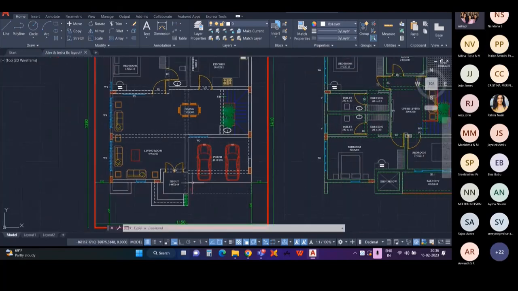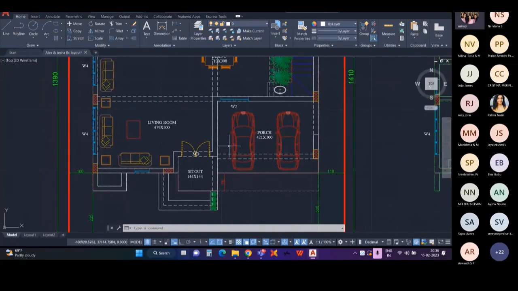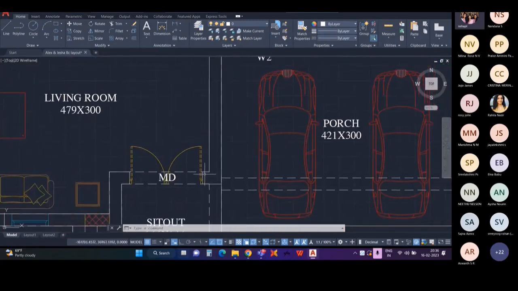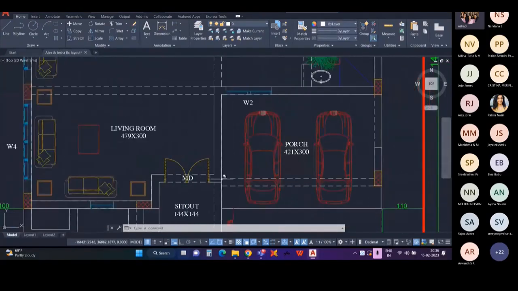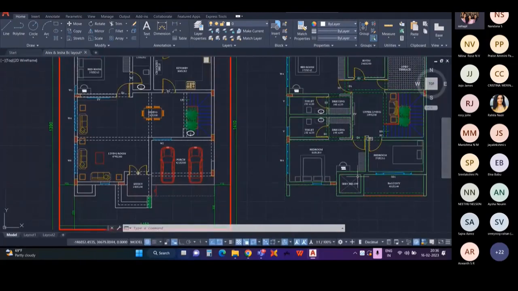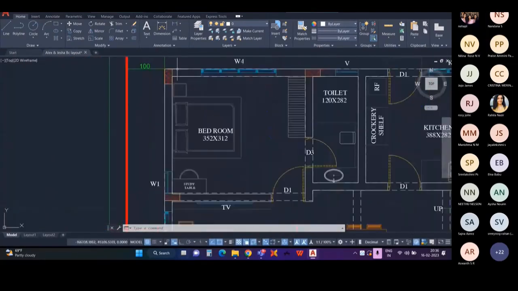So we will be looking at the ground floor. This is the parking area; we cannot provide a column here. This is a sit out; we cannot provide a column here. We should find a wall so that we can provide a column. Here there is a small wall, so we can provide a column here. Let's check whether it's okay for the first floor too.